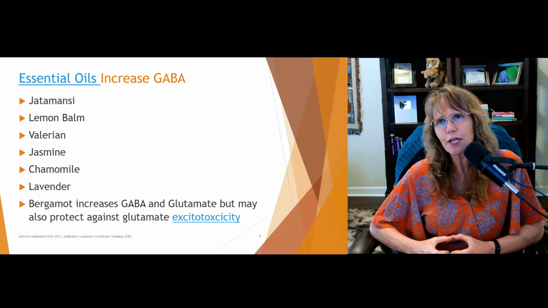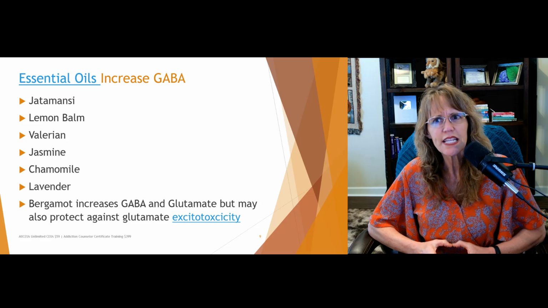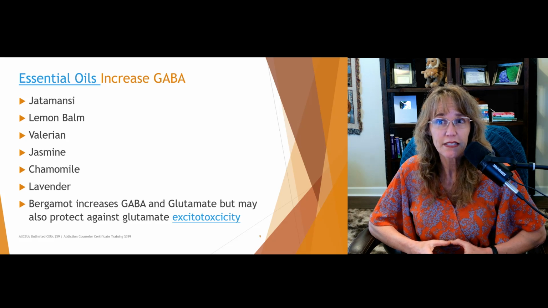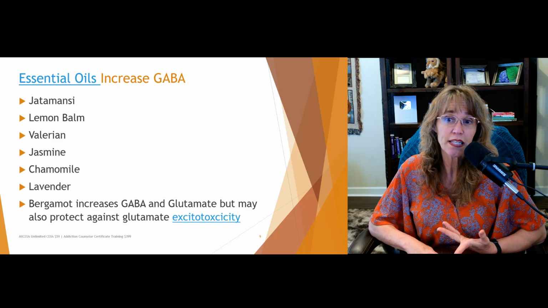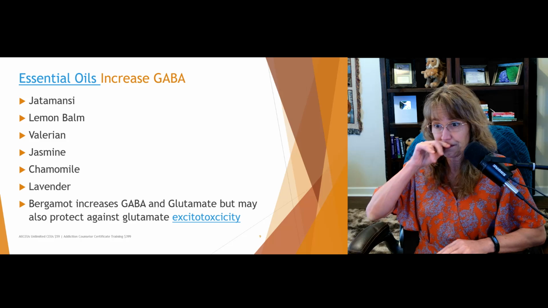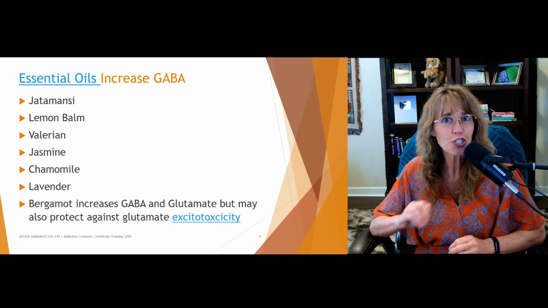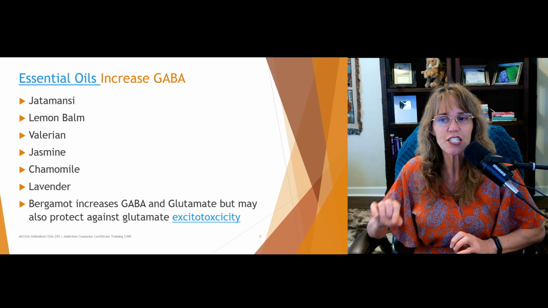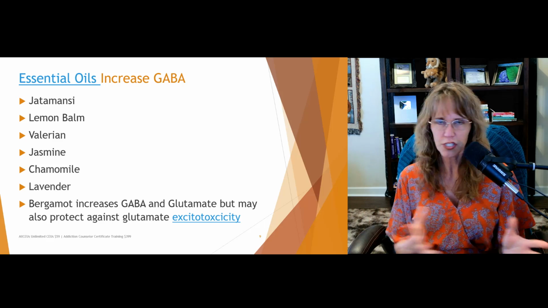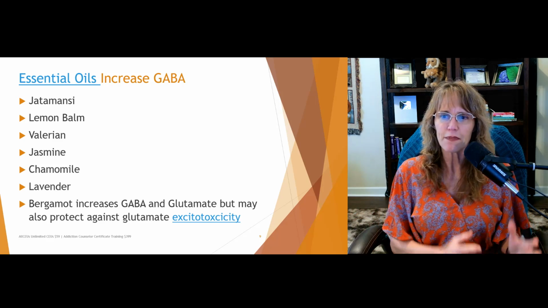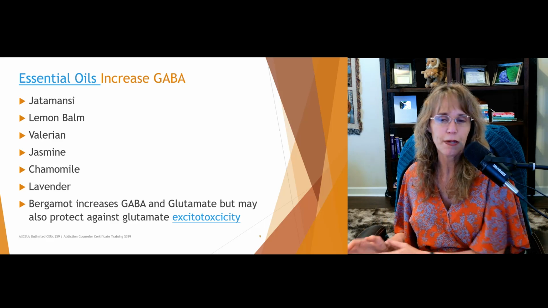Essential oils. Now, when we think about which essential oils increase GABA, think about which essential oils tend to be known as calming. Jatamansi is one, lemon balm, valerian, jasmine, chamomile, lavender. Bergamot increases GABA and glutamate, but also has been shown in studies to protect against glutamate excitotoxicity. So that's kind of interesting. There are no studies that bear this out yet, but I'm thinking that bergamot may increase glutamate, which is then quickly broken down into GABA.